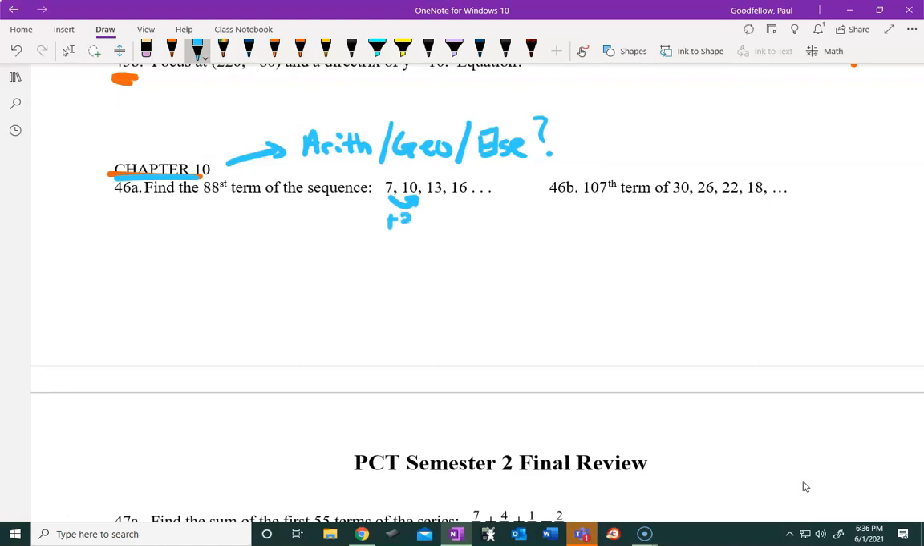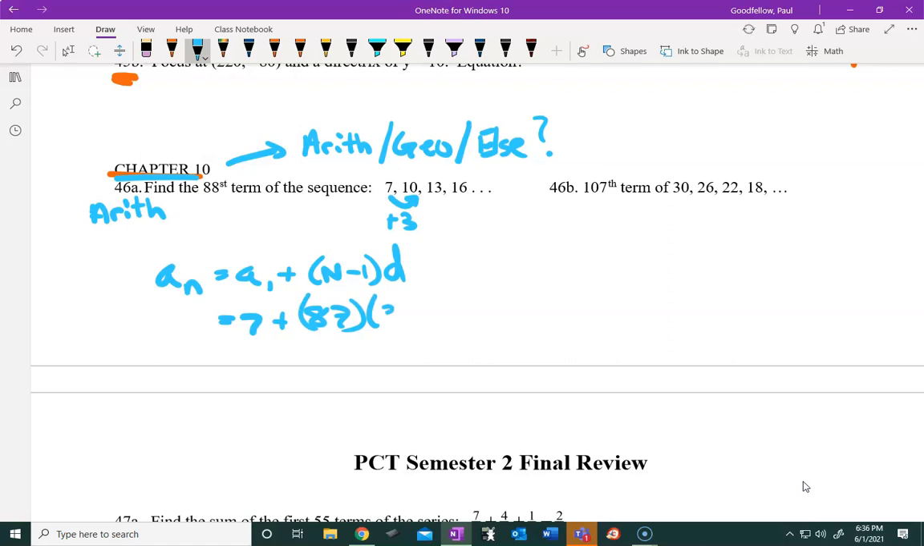So that's being added 3. That's arithmetic. And the arithmetic formula is a sub n equals a sub 1 plus n minus 1 times d. And that'd be 7 plus 87 times 3. And cha-ching, bada bing, you get the answer.